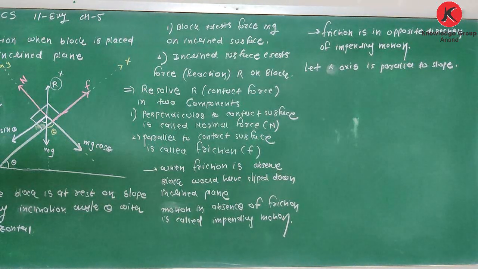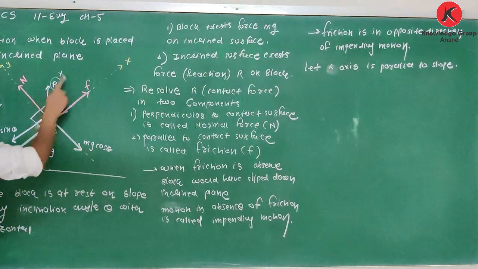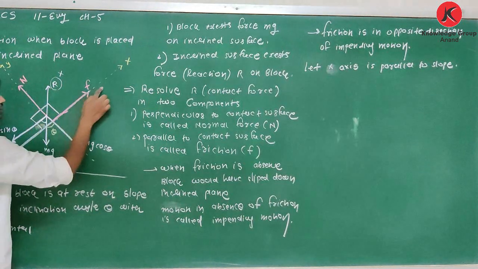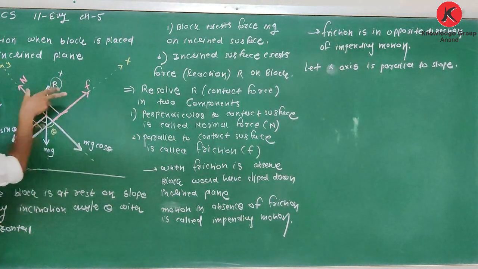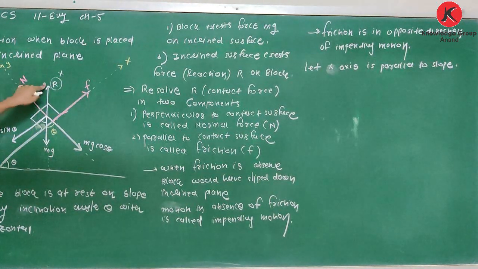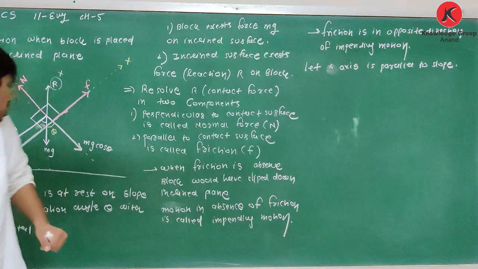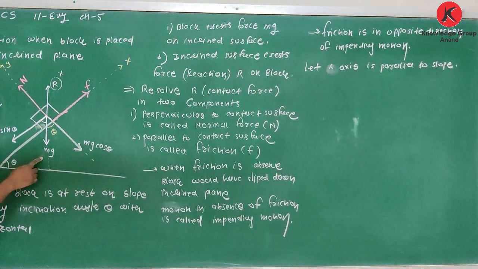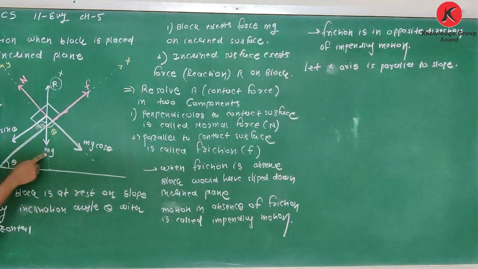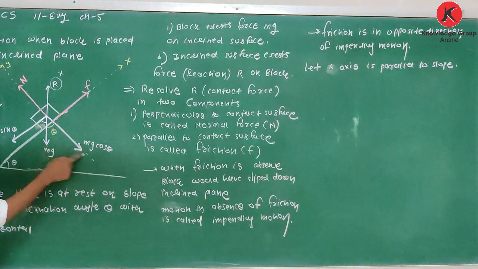Clear about this? Again, first of all mg, which is always in the downward direction. Now we will not consider R. We will directly draw the normal force and friction force, because if you draw these two forces, they are components of R, so you do not have to draw R. Now the x-axis is parallel to the slope, the y-axis perpendicular. Forces not in the x or y direction, we have to resolve: mg cos theta and mg sin theta. Clear about this?